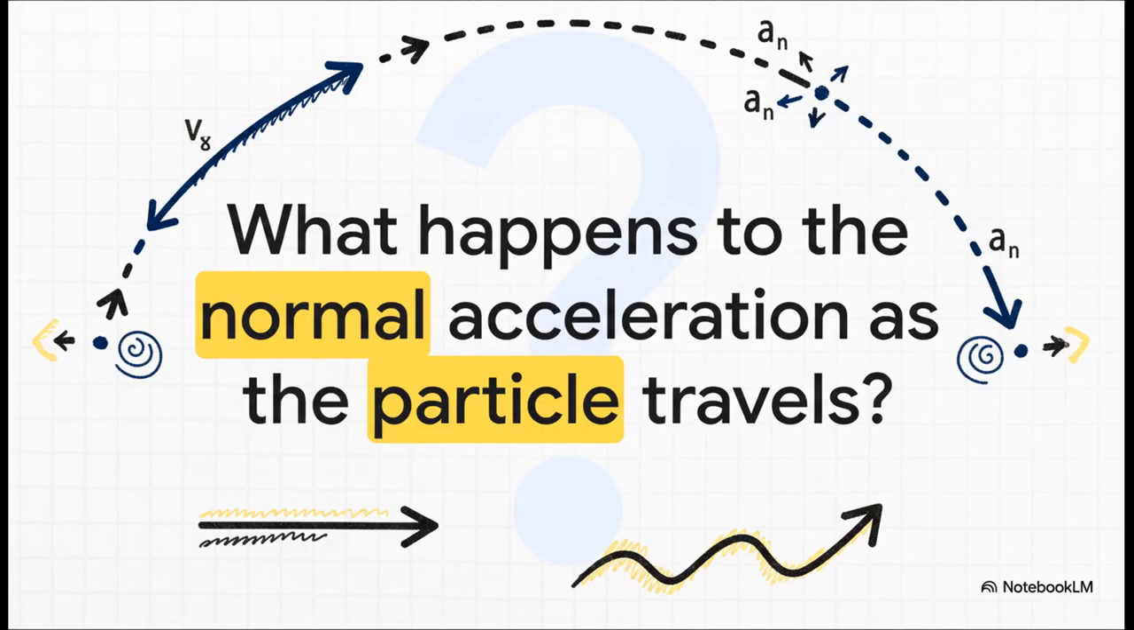And that leaves us with one final thought to chew on. We found the total acceleration. But what about just that normal component, a sub n, the part that's responsible for all the turning? Based on everything we found today, what happens to just the turning acceleration as this particle goes on and on? Does it eventually level off? Or does it just keep growing forever?